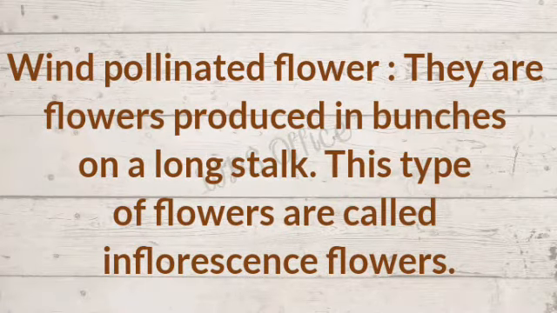Next, wind pollinated flower. Their flowers are produced in bunches on a long stalk. This type of flowers are called inflorescent flowers. So wind pollinated flowers are called inflorescent flowers. So take note of that.